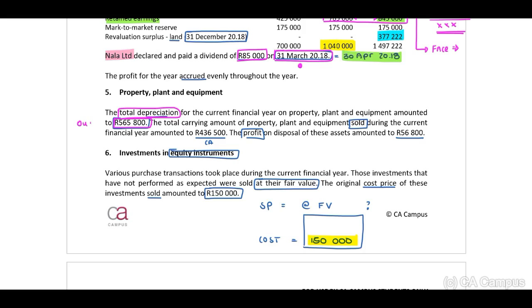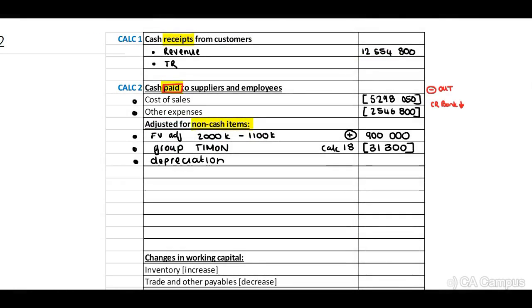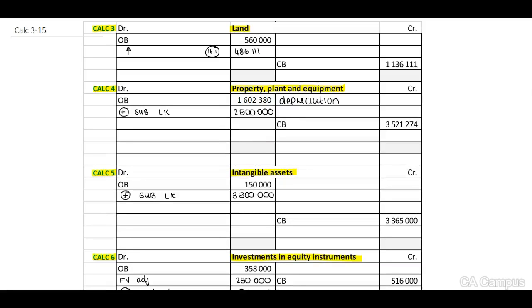They indicate to us the total depreciation for the year amounted to 565,800. Therefore, we are able to identify that we need to take this out because this is non-cash, and we need to include this in our T account. In calculation 2, cash paid to suppliers, if we need to take this out, we need to add this back. And we need to add back an amount of 565,800. And guys, in our T account, if we need to reconcile our T account, we need to include the depreciation on the credit side. Remember, our carrying amount will decrease by 565,800.